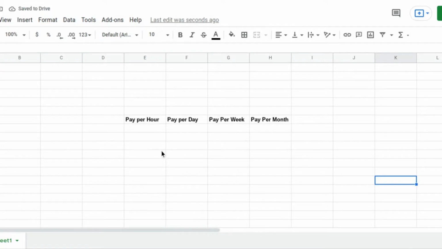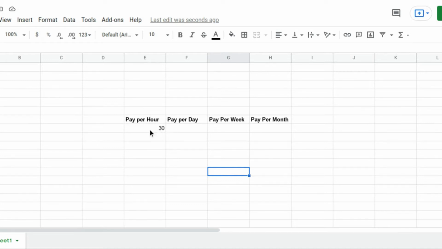All right. Now we're going to learn about formulas and autofill. To start with, let's look at this little chart we set up here. Pay per hour, pay per day, pay per week, pay per month, right? Let's say a person makes $30 per hour.